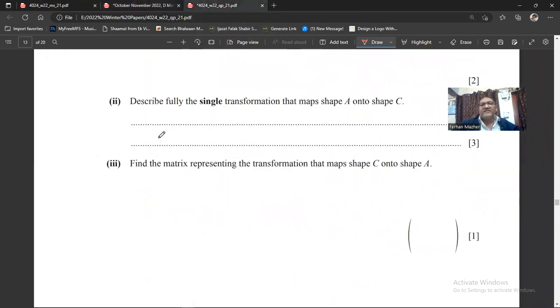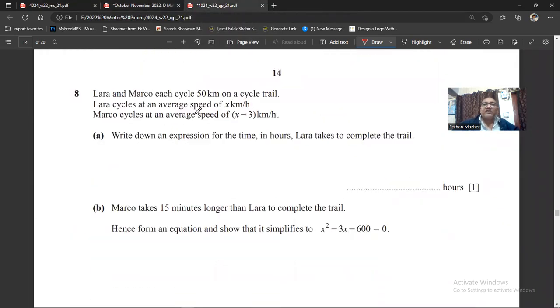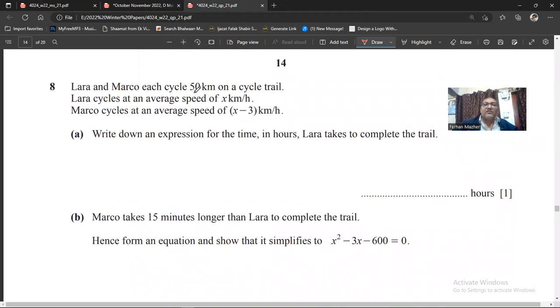I hope you understand this. Okay, so we are going to the next question. The next question on your screen is question number 8.